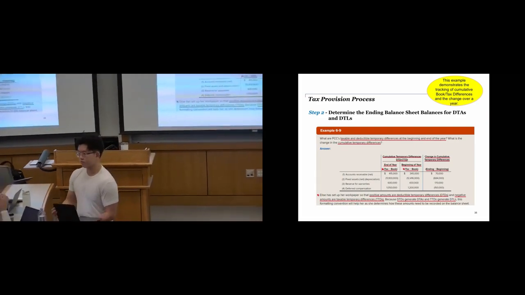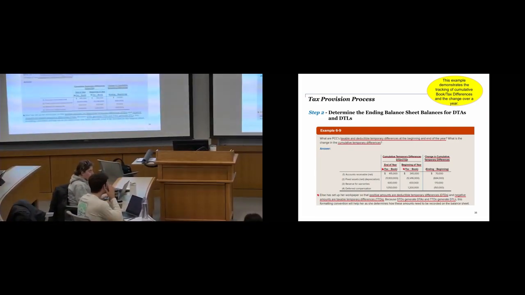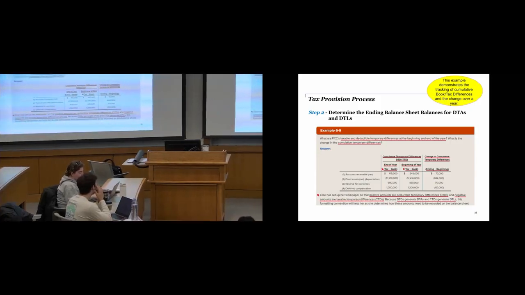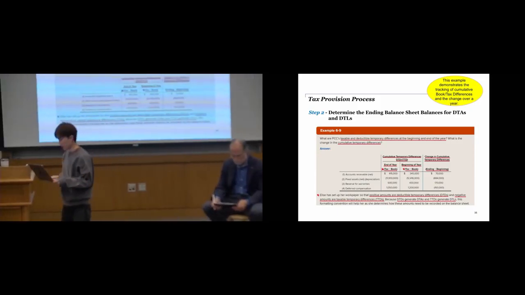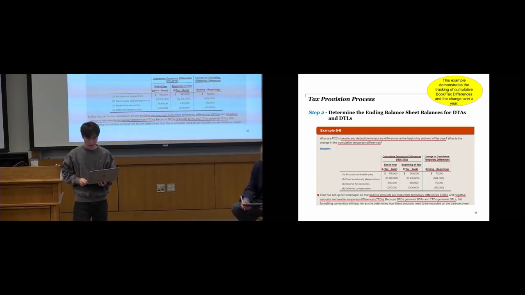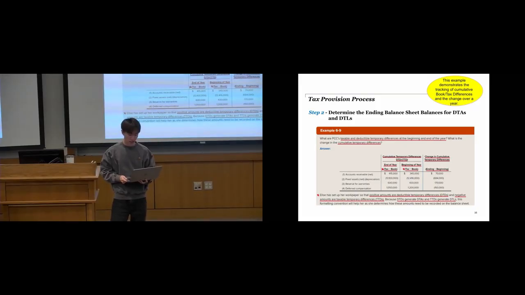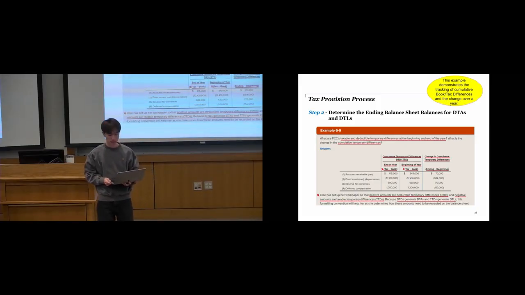Okay, 6-9. Who's got 6-9? For 6-9, what are PCC's taxable and deductible temporary differences at the beginning and end of the year? And what is the change in the cumulative temporary differences?